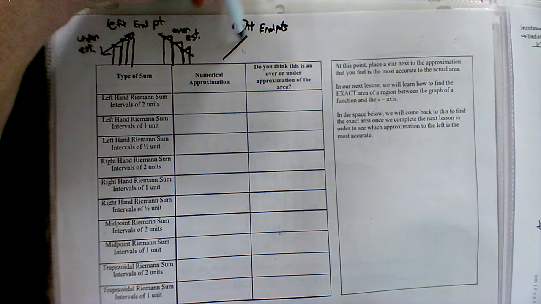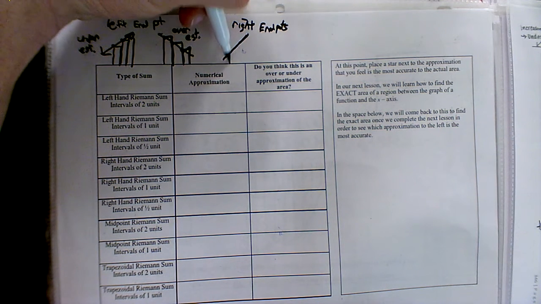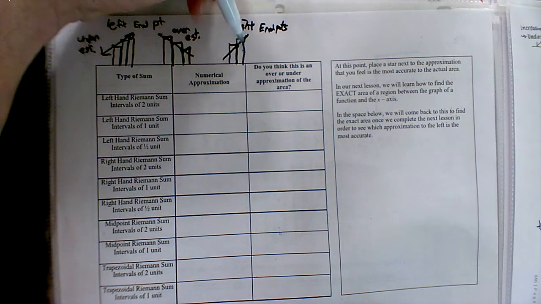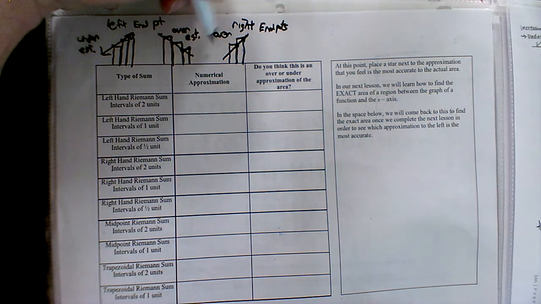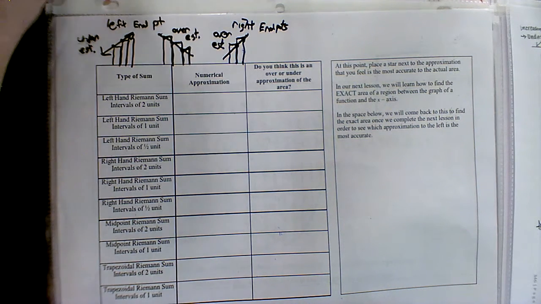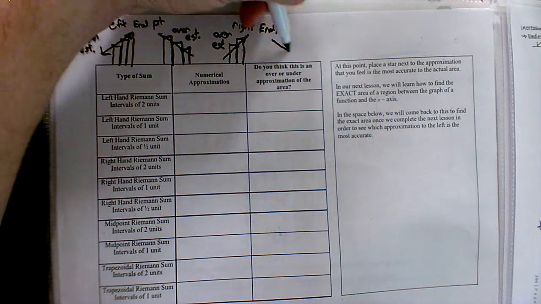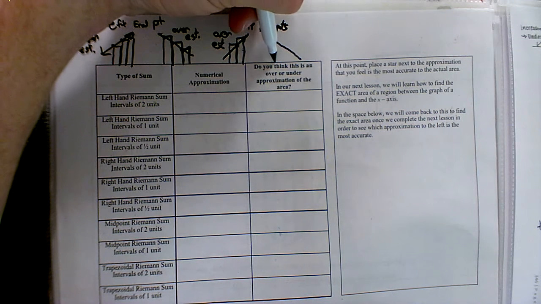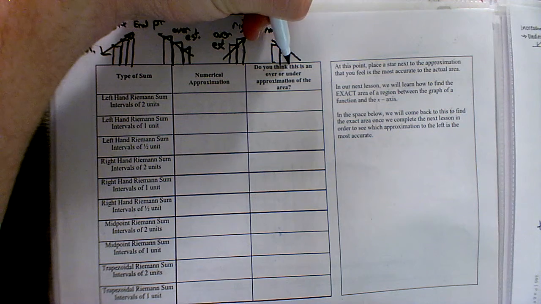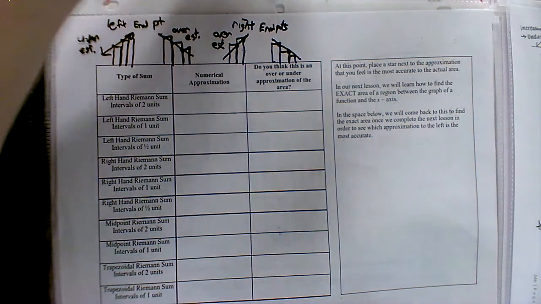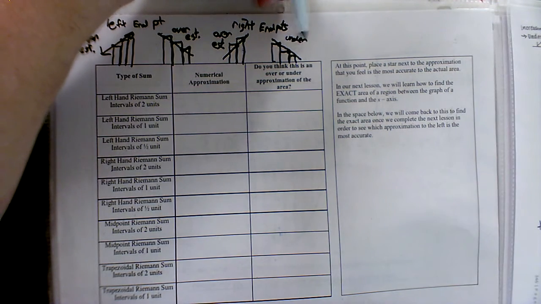So we have some function that's going in this direction. If we have right endpoints that are on the function, it's going to look something like that. Over or underestimation? Overestimation. If you have some function that is decreasing and you have right hand, this one's going to be underestimation.